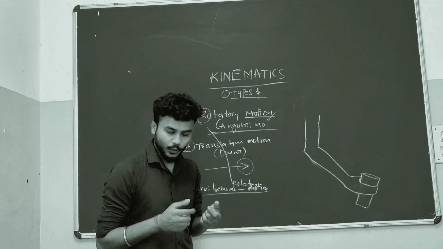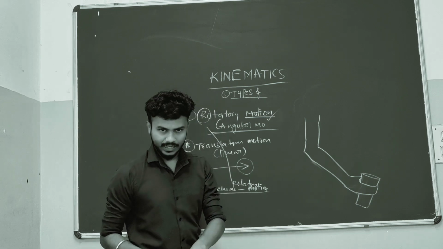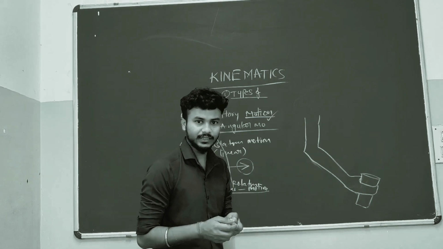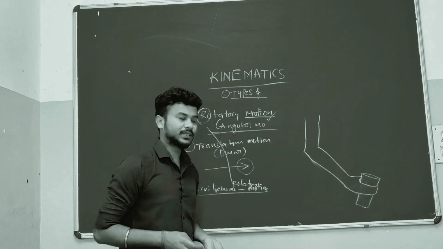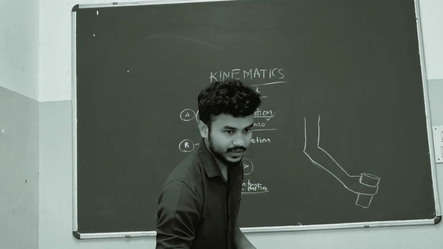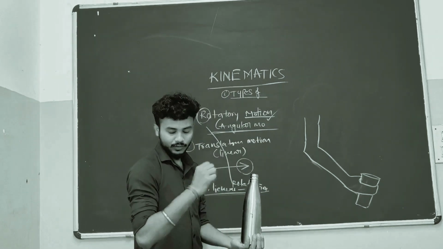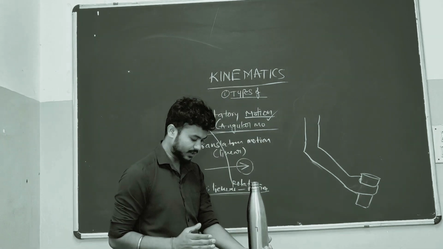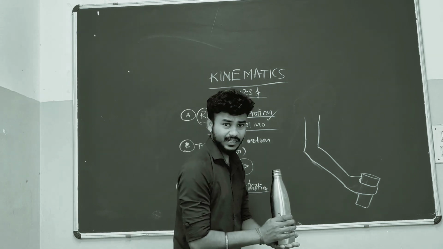Suppose an object or segment rotates on a fixed axis and moves through space, then we will say it is curvilinear motion. For example, here one object is there, the forearm segment is moving. I hold like this, so this is our translatory movement.